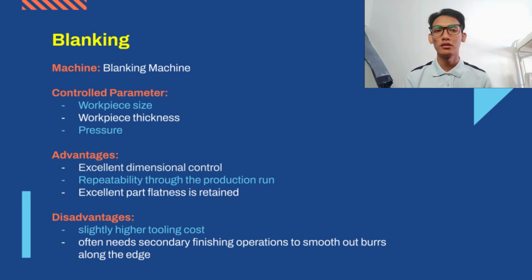For the blanking process, obviously we use the blanking machine to make it happen. The control parameters are the workpiece size, the workpiece thickness and the pressure. The advantages of this process are excellent dimensional control, repeatability through a production run, and excellent part flatness is retained. But the disadvantages are a slightly higher tooling cost, and it often needs a secondary finishing operation to smooth out burrs along the edge.